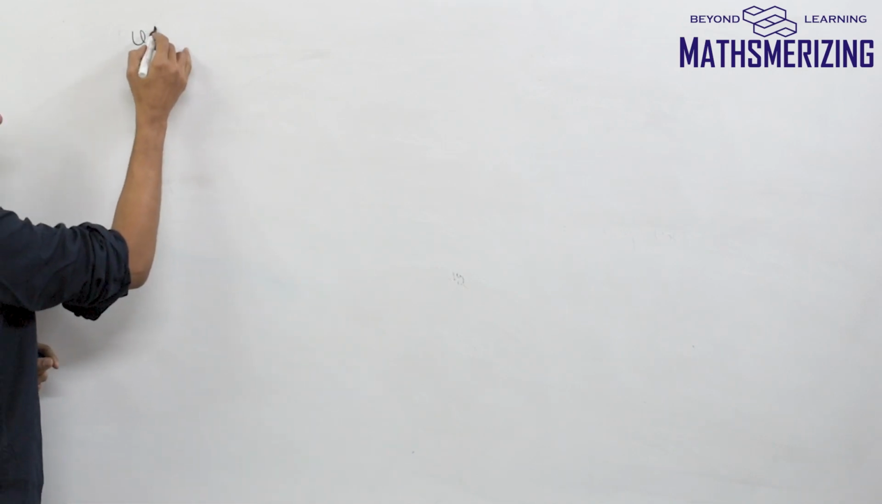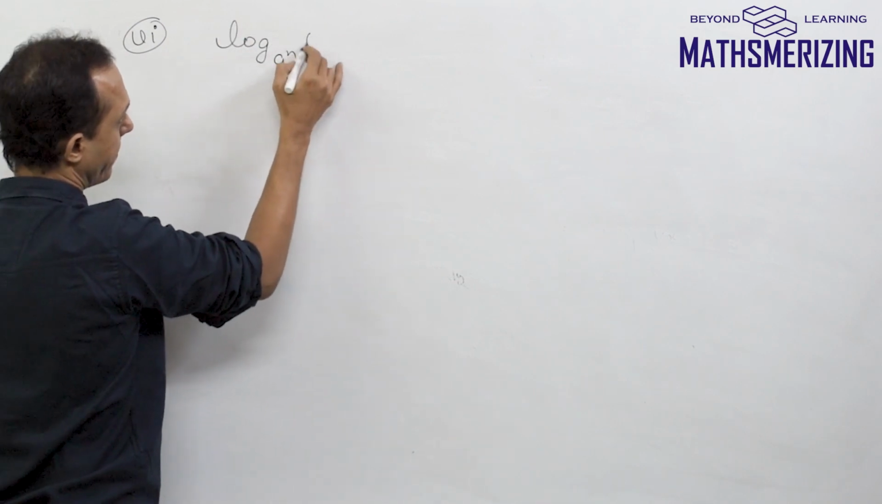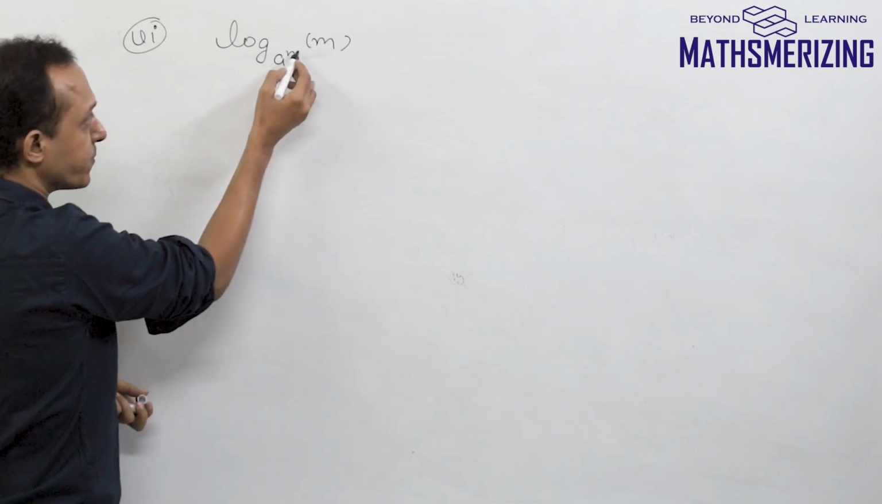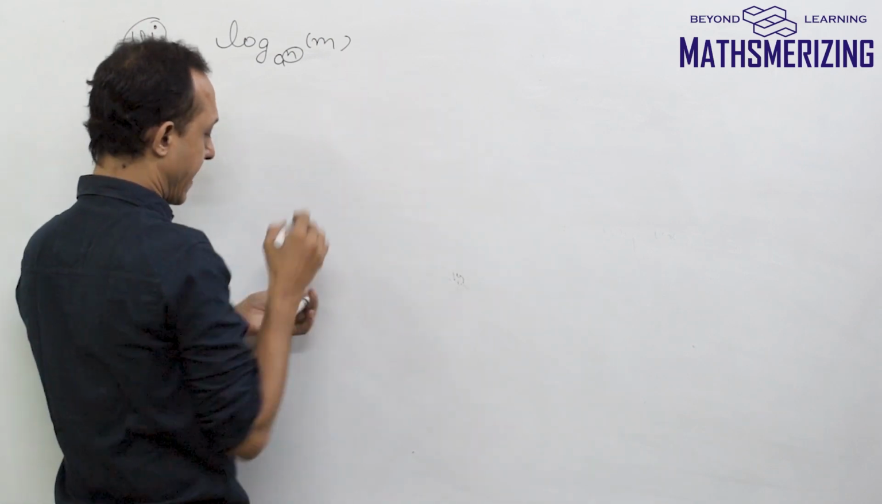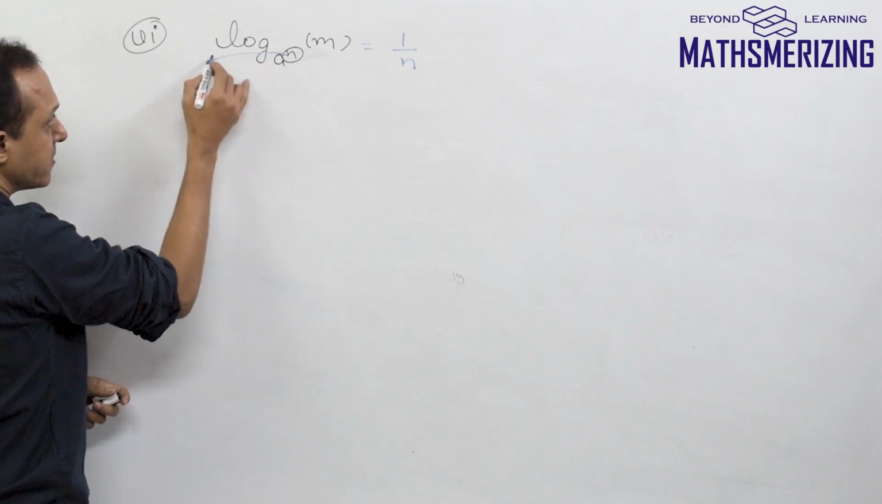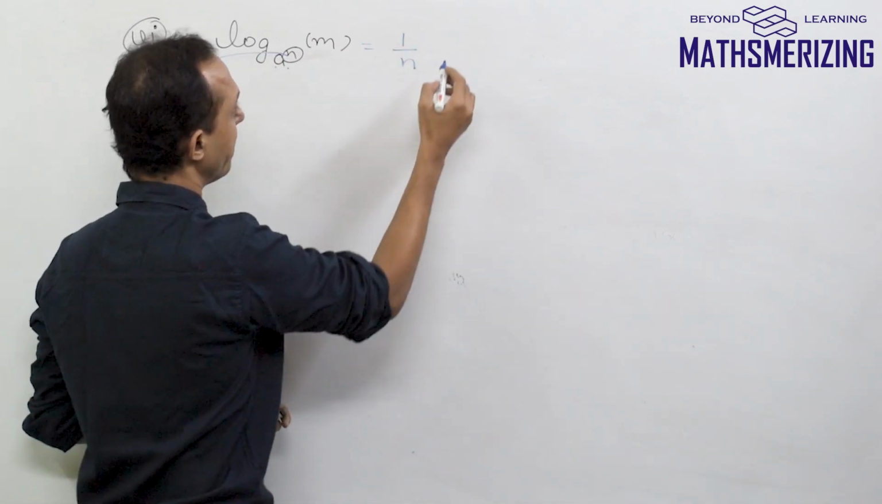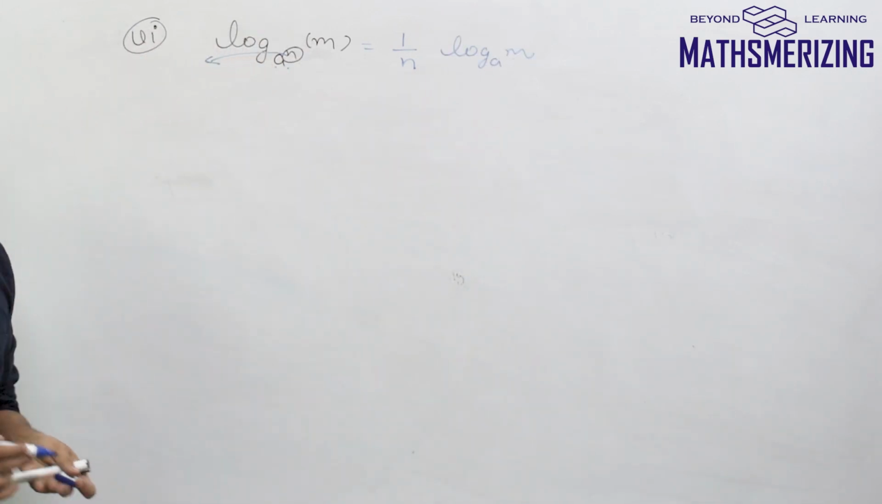Now the sixth property is when the exponent is on the base. Say for example, log m to the base a to the power n. Here we have an exponent on the base, which is a to the power n. Now if the exponent is on the base, I can simply write it as 1 by n. So this n again comes out, but because it is in the base, I need to write it as 1 by n. So this is 1 by n log m to the base a.